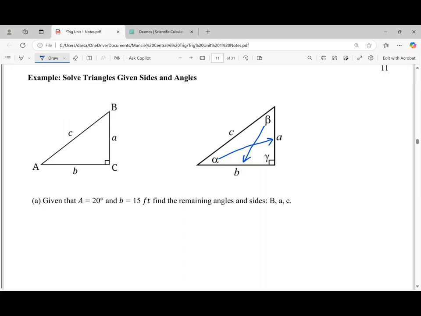If you absolutely hate alphas and betas, that's fine. Just use capital A and capital B. But know that when you are given problems, you may see alpha and beta used in your problems. It is very common.